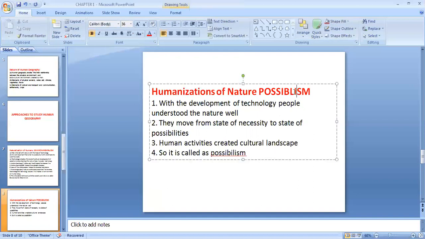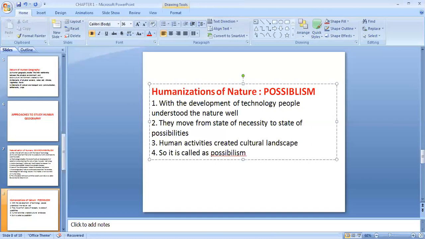Possibilism, that means it is possible. We can change. Possibilities are there, that we can change our nature. This possibility is there. How is this possible? Suppose you are in a temperate area or in a cooler region where the snowfall is there, but then also you can move in that snow. Why? By using vehicles, by using some technologies.